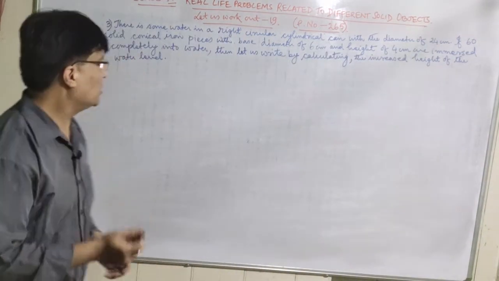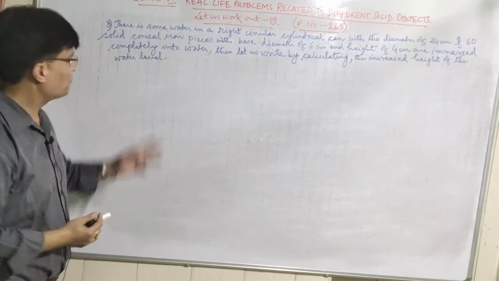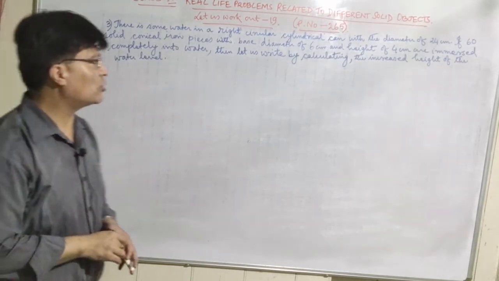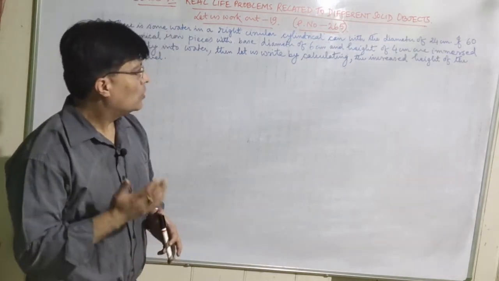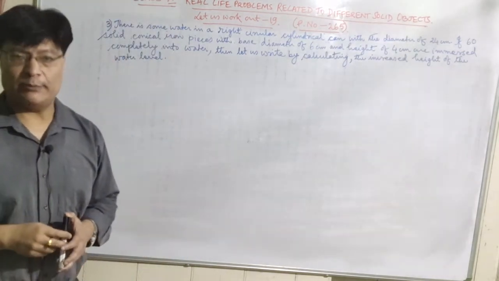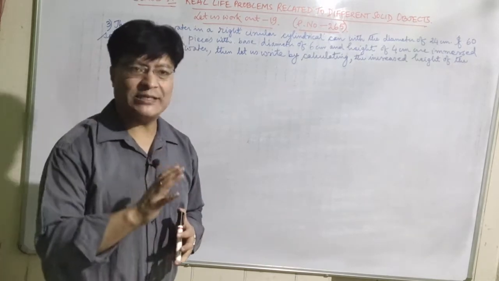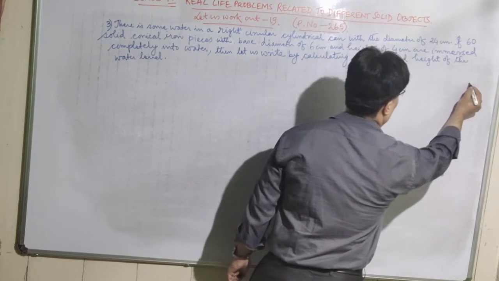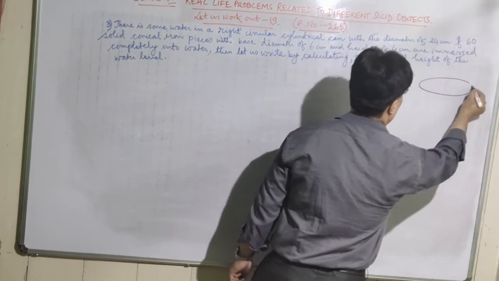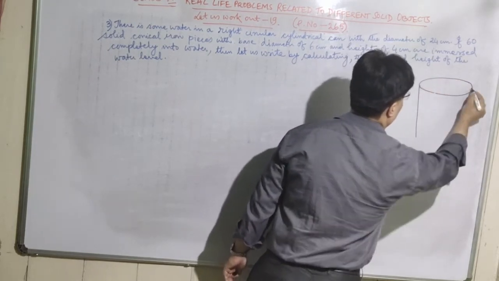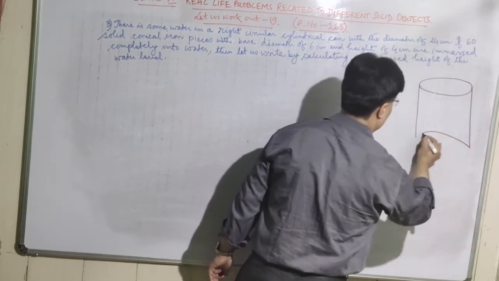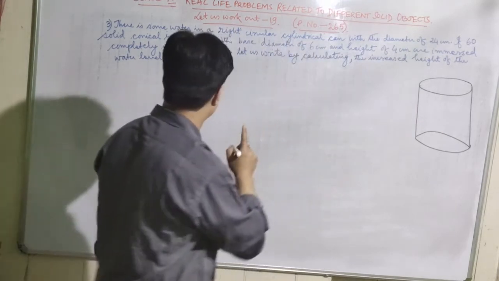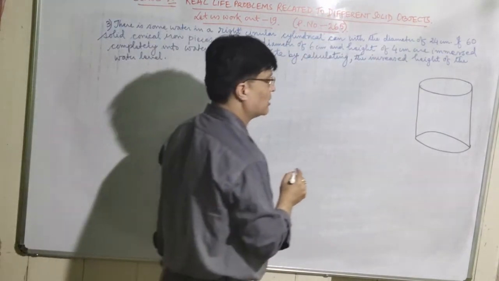So now we'll do the next question, that is question number 3. This question number 3 is, there is some water in a right circular cylindrical can with the diameter of 24 centimeter. So there is a right circular cylindrical can.